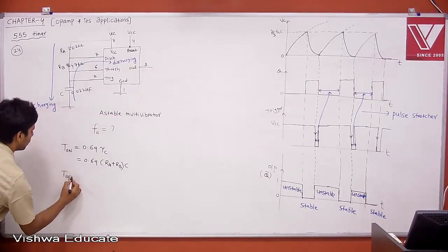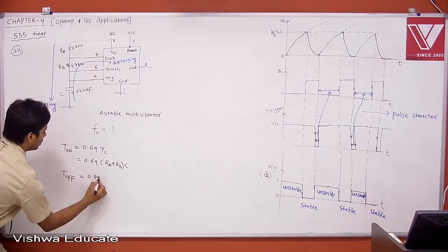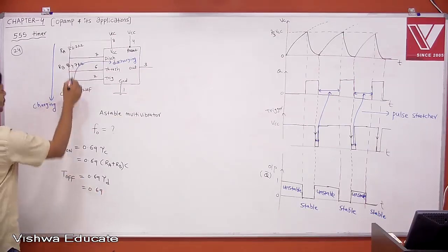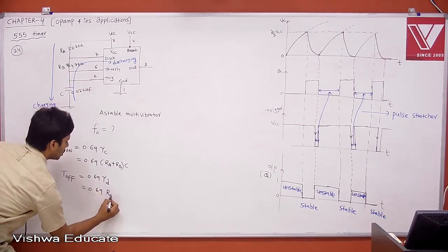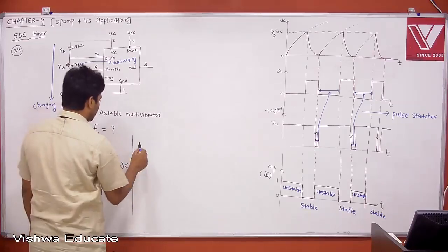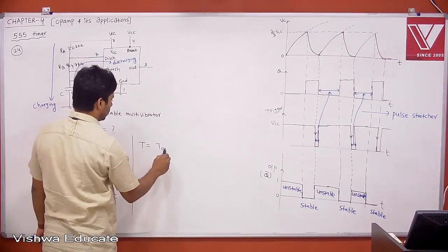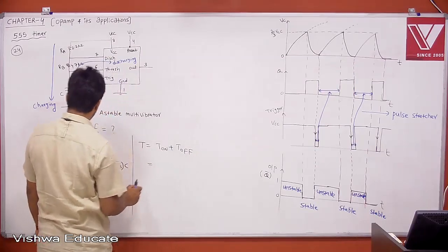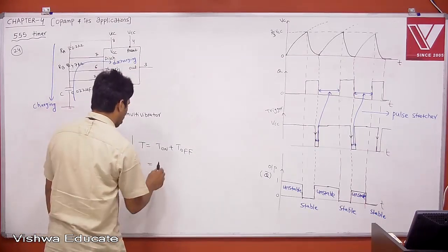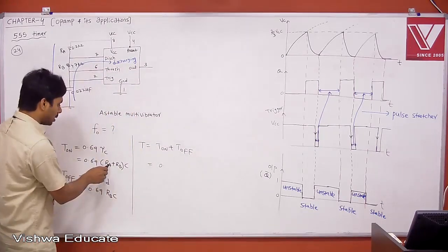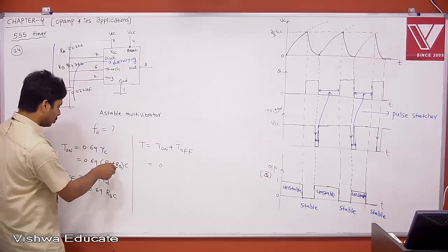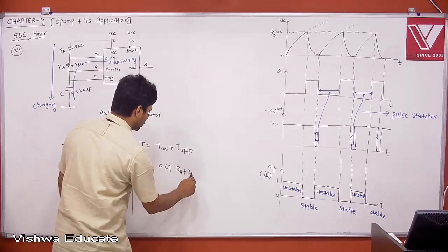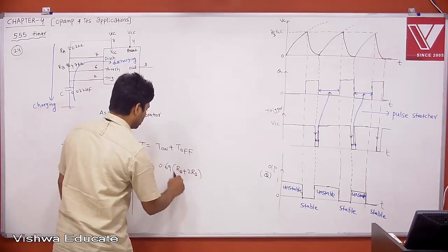Similarly, what is your off time? Your off time is equal to 0.69 into discharging time. Therefore, 0.69 into, what is discharging time? RB into C. Therefore, what is your total period? T is equal to T on plus T off. Therefore, what is T on? T on is nothing but 0.69 (RA plus RB) C. If you take 0.69 common, 0.69 (RA plus RB) C plus RBC, then 2 RBC. Therefore, 0.69 (RA plus 2 RB) C.